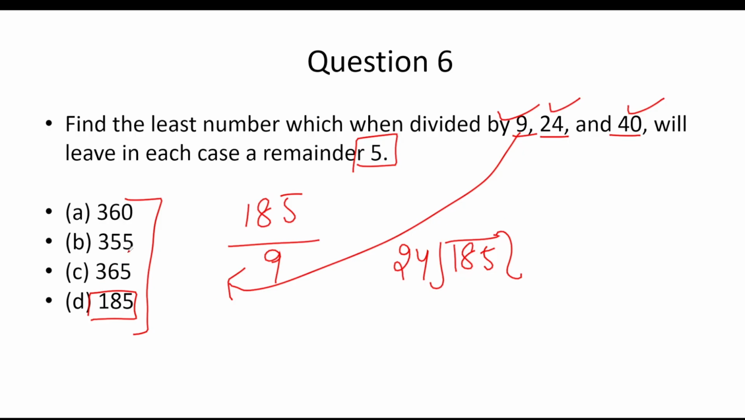Like if you divide 185 by 24, it is not giving the remainder 5. So what will be the least number? 360 is not possible because it is properly divisible by 9. So it will be 365, because 360 is divisible by 9, by 24 and by 40. So the remainder will be 5 in each case. So option C will be the right answer.